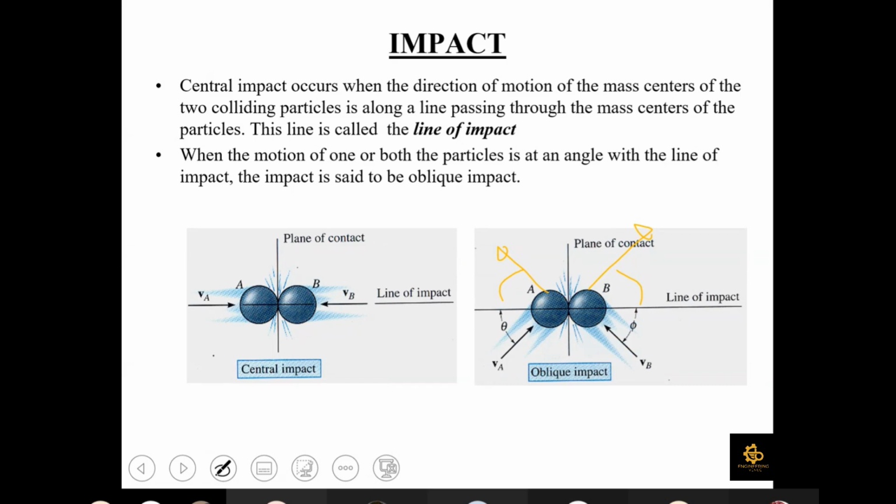That's why the procedure for analysis of central and oblique impact is different, because in central impact you have two unknowns, the magnitudes of final velocities, whereas in oblique impact not only the magnitudes of final velocities are unknown, but the angles or directions of these velocities are also unknown. So overall, you have 4 unknowns in case of oblique impact. It means that you require 4 equations in order to find those 4 unknowns.